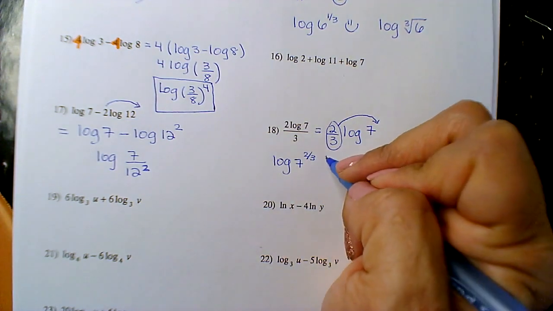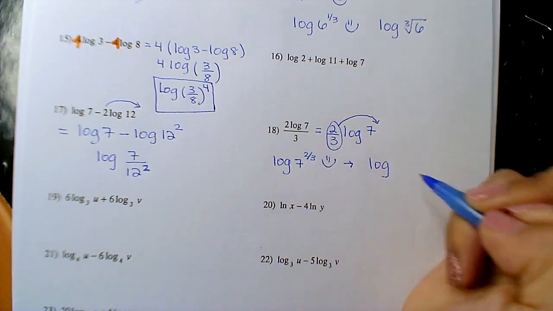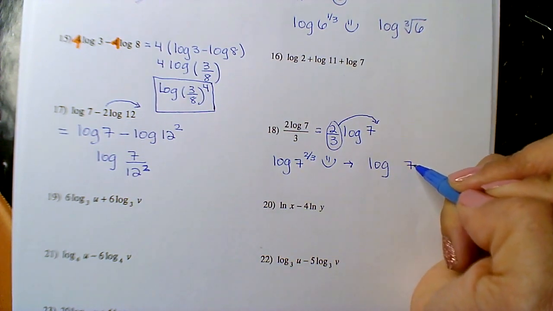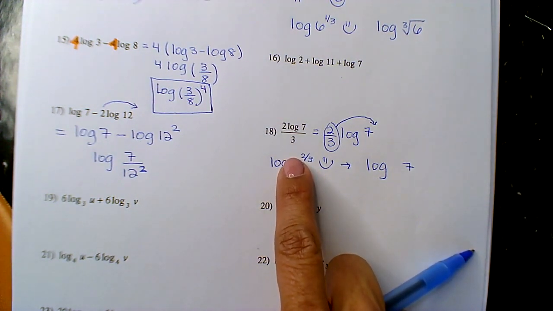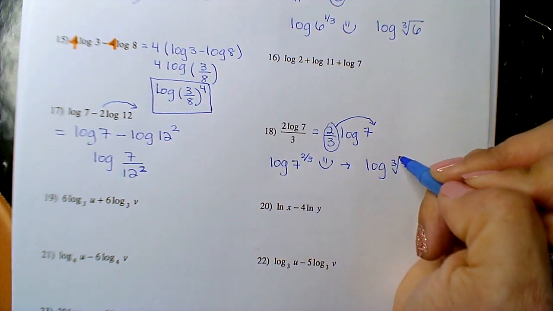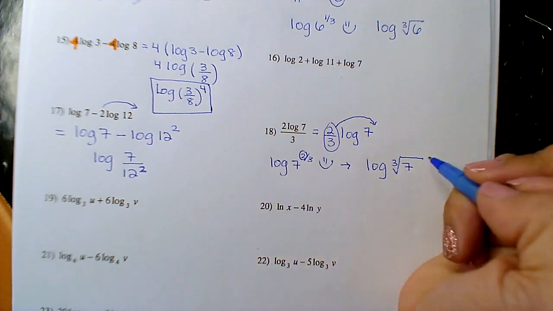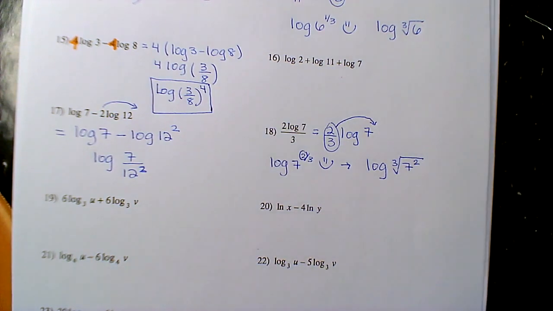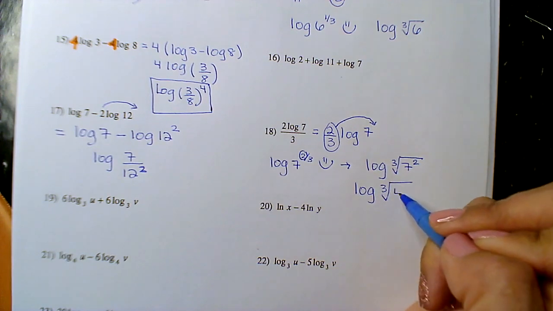Now, this is acceptable, however, log of 7 to the 2/3, now, do you guys remember the bottom number is the root, and the numerator is how many you have within the roots, or the radical? So this is a cube root, right? Because the denominator is 3, but your numerator means it's 7 squared, or log cube root of 49.